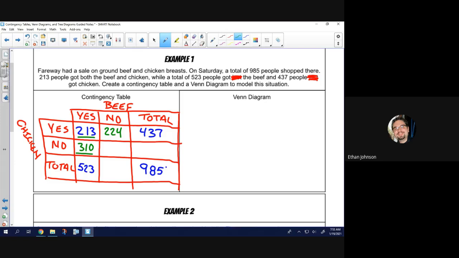I could find the total of no chickens, because I know my total of yes chickens plus my total of no chickens should equal the total. Let me rephrase. My total of totals minus my total of yes chickens should get me my total of no chickens. By doing that, we get 548.